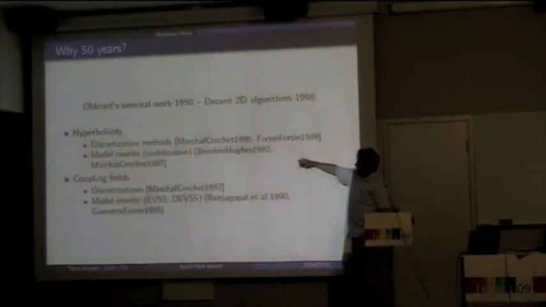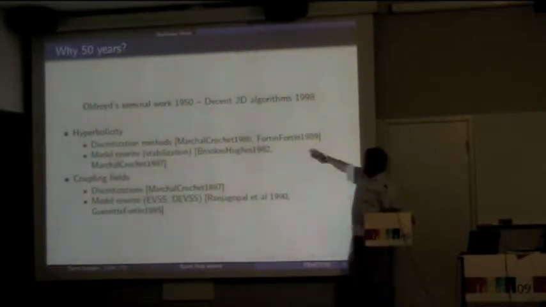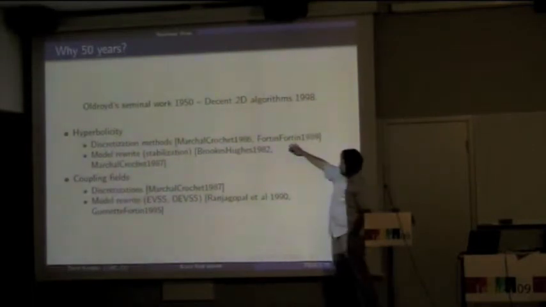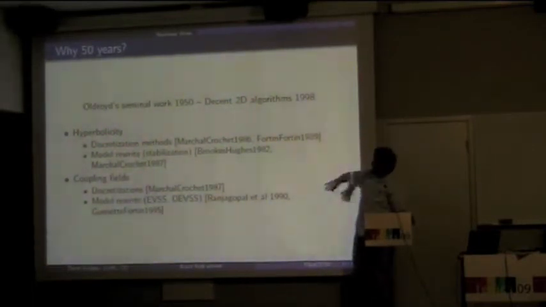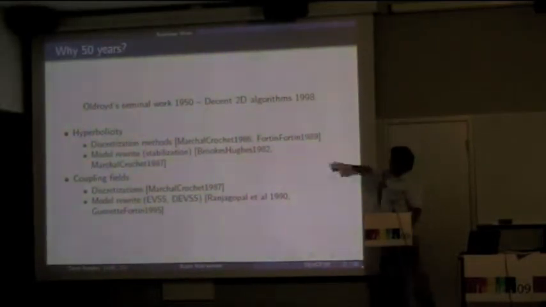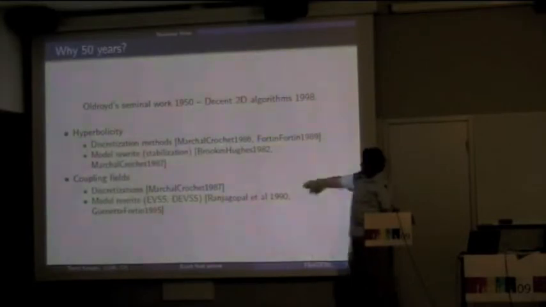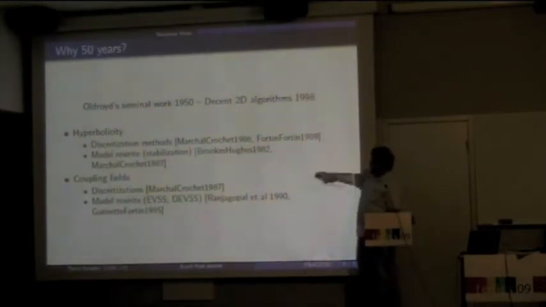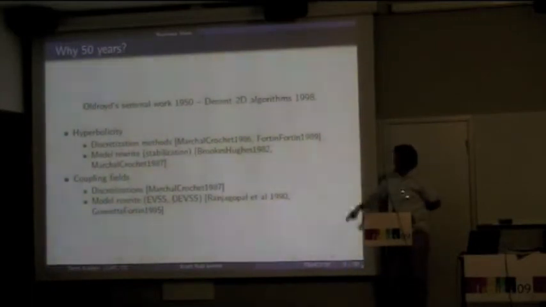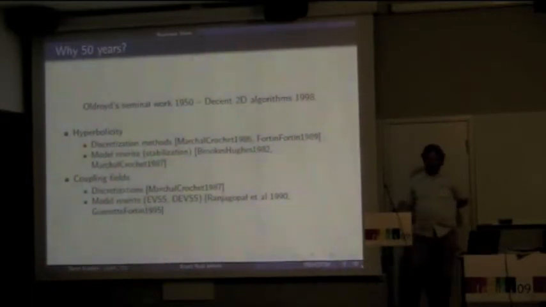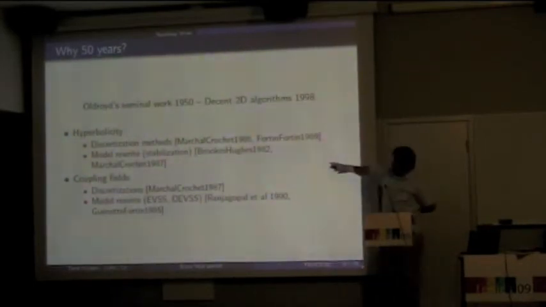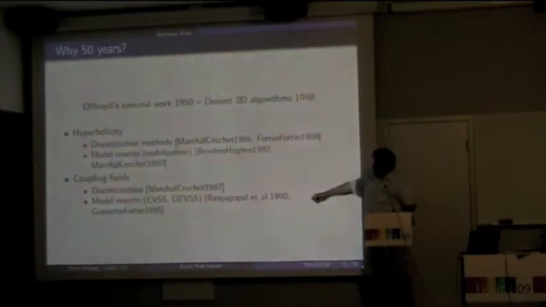You have a discretization or a model rewrite. So for example, hyperbolicity, all the advection stuff, we can either rewrite our discretization, as done with Marchal and Crochet's super elements, and or Fortin's discontinuous Galerkin formulation. You could also do some sort of stabilization techniques on top of that, as done by these guys as well. And also, at the end of the day, there's also coupling fields.